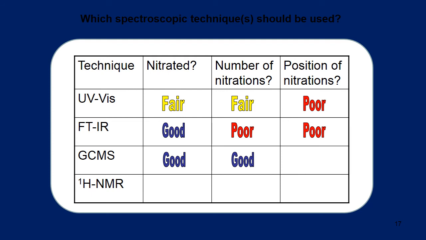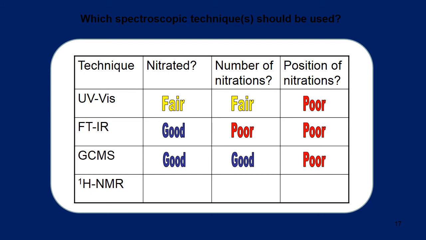How about the position of the nitrations? In this case, unfortunately, GCMS is not going to be terribly helpful. Once again, without any reference spectrum to go by, it's going to be tough to tell whether a dinitrated benzene product has the nitrates ortho, meta, or para to one another.